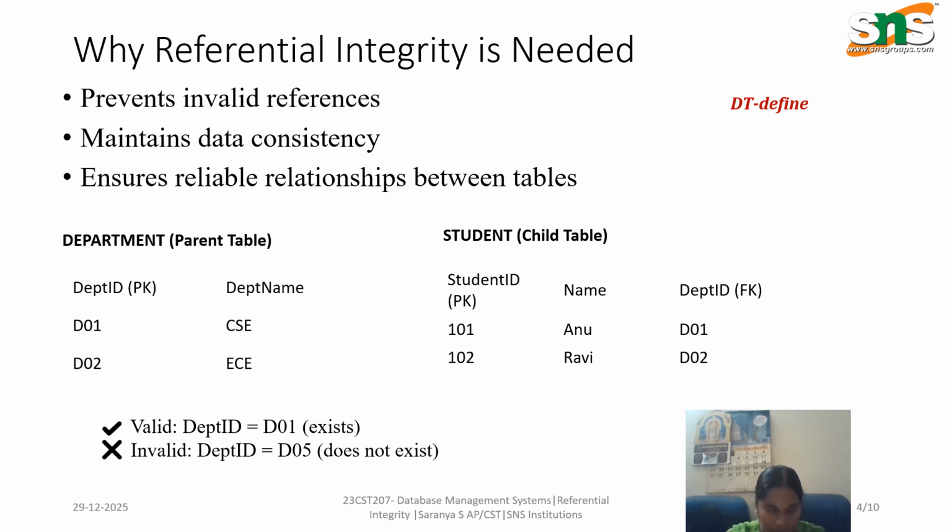And why is referential integrity needed? It prevents invalid references, maintains data consistency and ensures a reliable relationship between the tables.